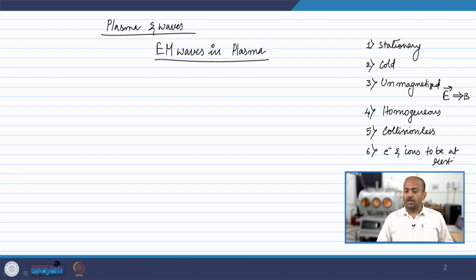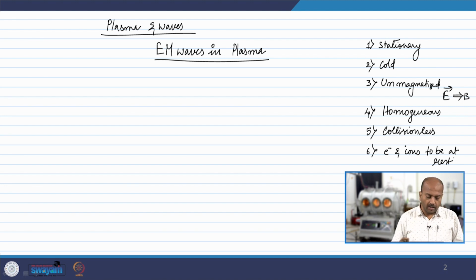We are considering a plasma which is stationary, cold, unmagnetized, homogeneous, collisionless, and in which electrons and ions are assumed to be at rest. Now we have to see, if the electromagnetic wave has to pass through this plasma, what will be the dispersion relation for that, and what are the characteristic features that can be derived from this dispersion relation.